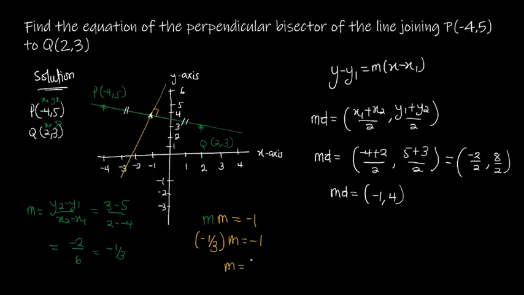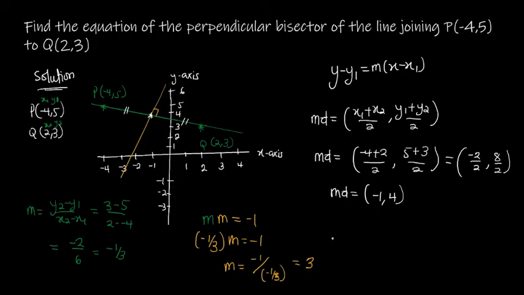So m is therefore equal to negative 1 on 3, and if you reciprocate this and multiply it, you'll get 3 as the gradient of the line which is perpendicularly bisecting P and Q. So our gradient of the perpendicular bisector is 3.